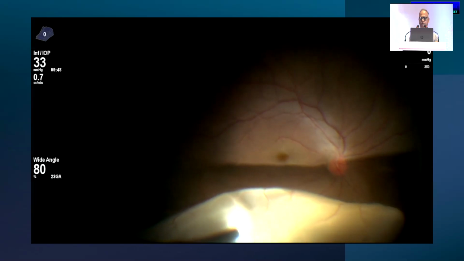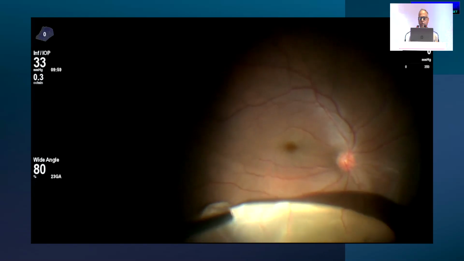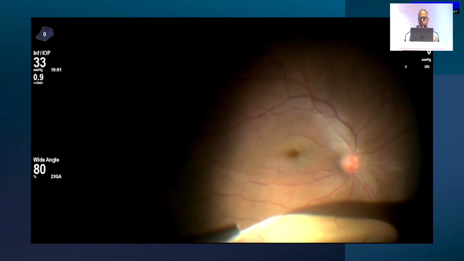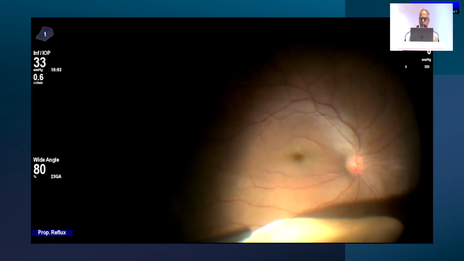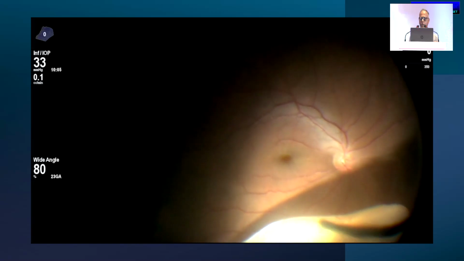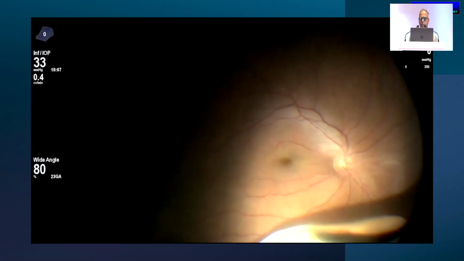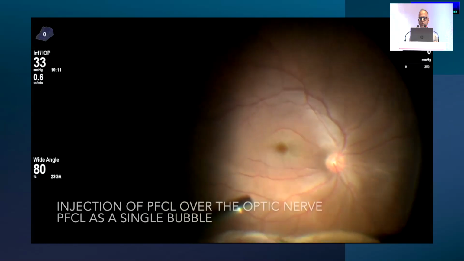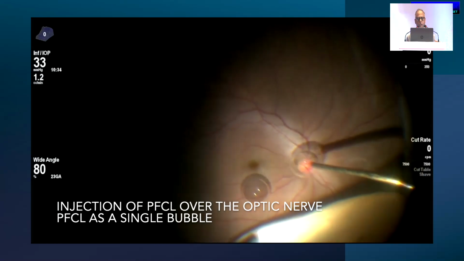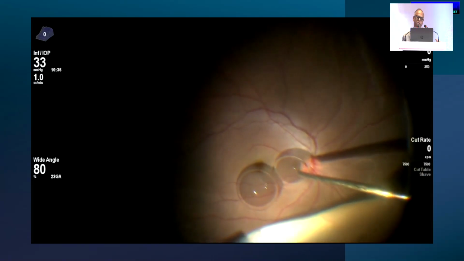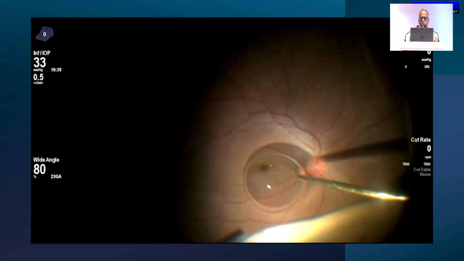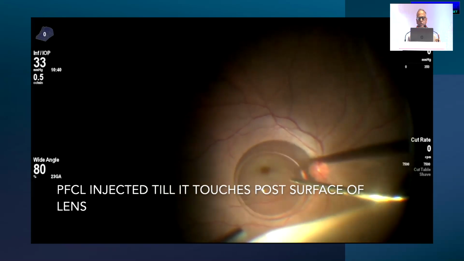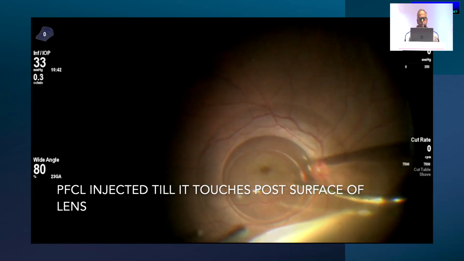After this, we go for PFCL, at first very slowly over the disc, and then we go inside that bubble, so that we can slowly increase the PFCL to attach all the retina, and it should come up under the crystalline lens.